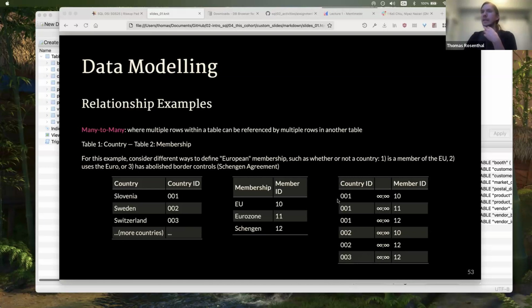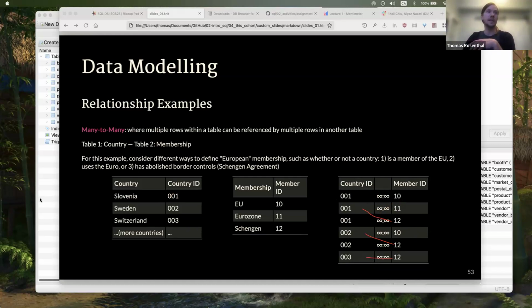So for Slovenia, which I'm saying country ID number 1, we can ascribe a many-to-many relationship here where we're going to all of these different spots where they are part of the EU, part of the Eurozone, and part of the Schengen. If we ask the question in the opposite direction, who is part of the Schengen Agreement, we're going to draw to different countries, right? To Slovenia, to Sweden, and to Switzerland. So that's where the many-to-many is happening.